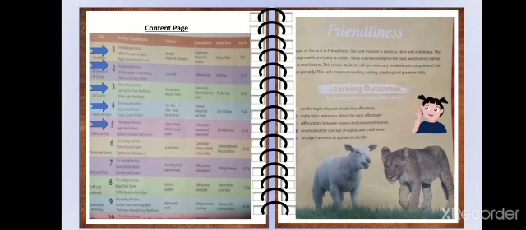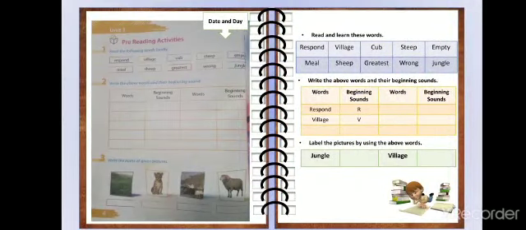So let us begin our today's work. This is your page number 4. On page number 4, students, what you have to do is first write the date and day on top of the page. When you have written the date and day, then you will start question number 1. Read the following words loudly. Here you can see some words in the box.